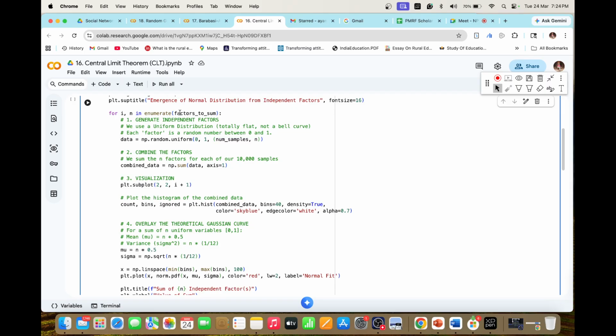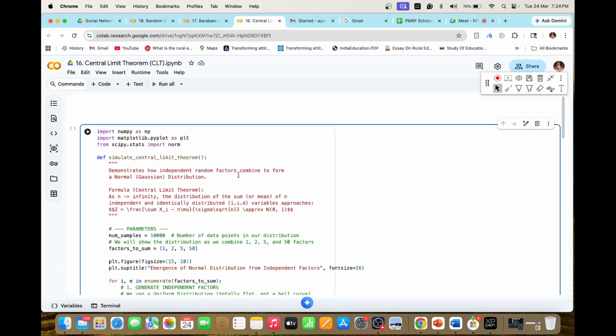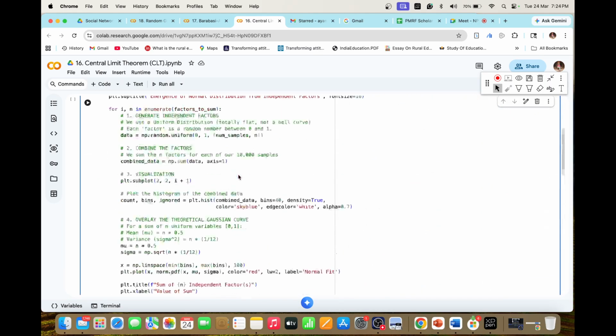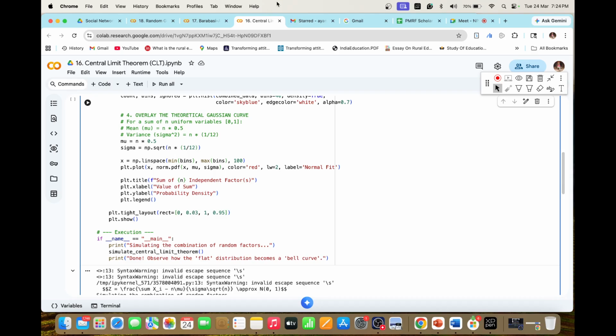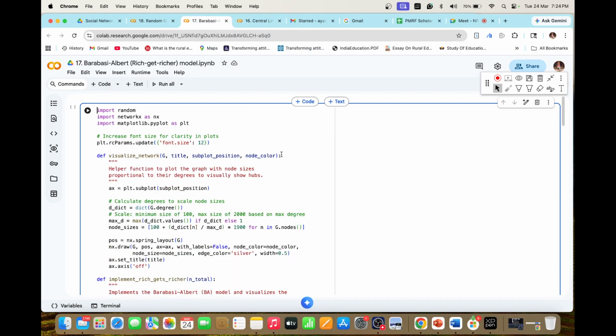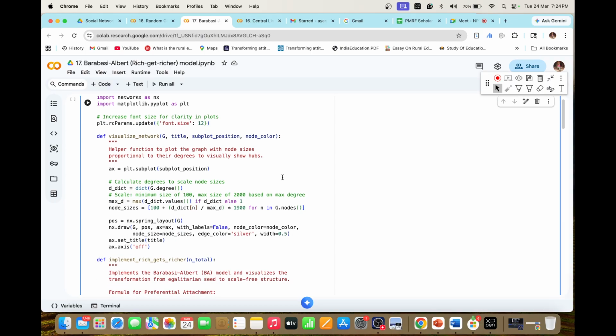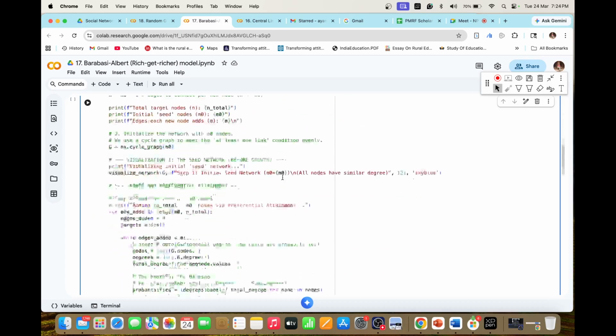This is a very important theorem, and an important code, so I wish everyone to see this code and how the result spans. So this is regarding the central limit theorem. Now we move on to the BA model, the BA rich-get-richer model.